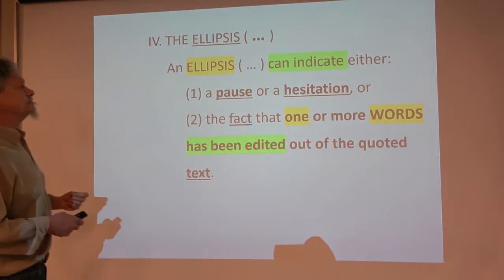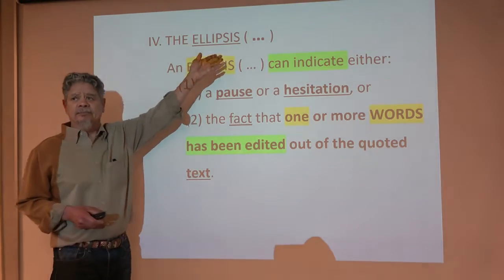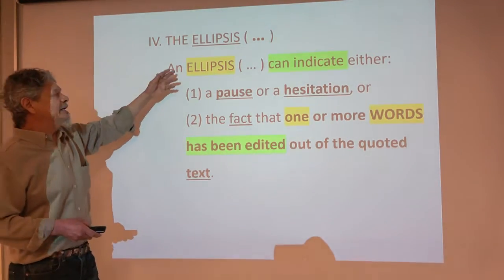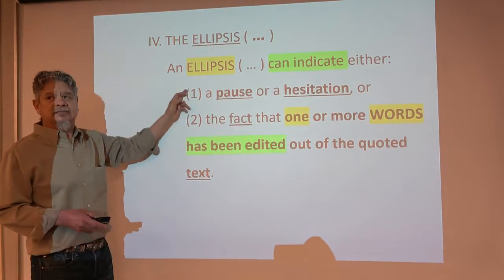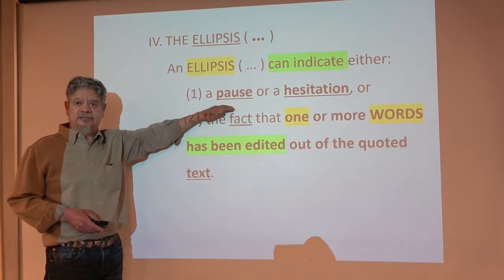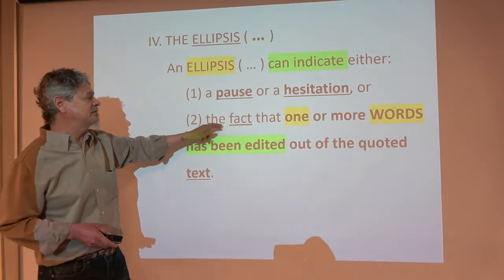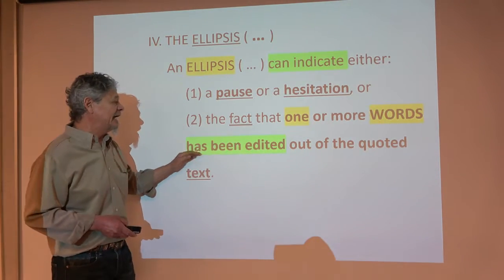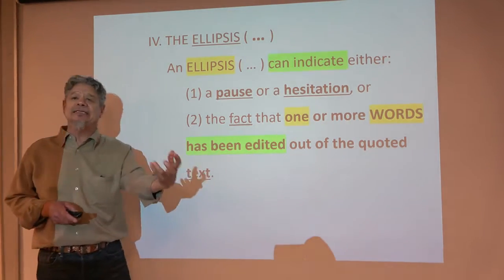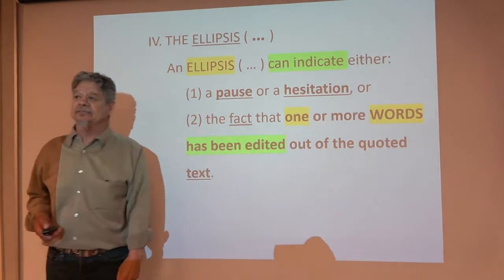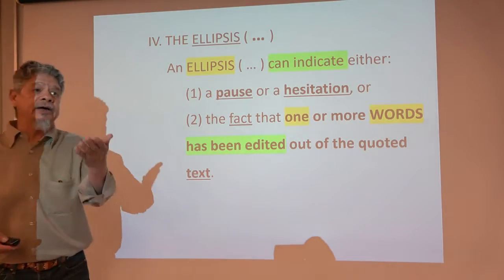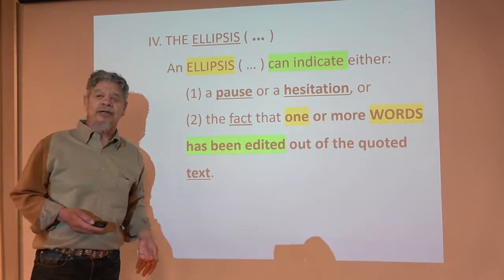The ellipses, the three periods, can indicate either of two things: a pause, a hesitation, or the fact that one or more words have been edited out, taken out of the quoted text. And we've seen that when we study quotations, right?